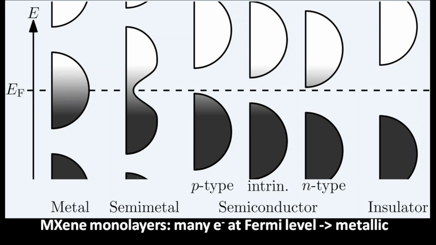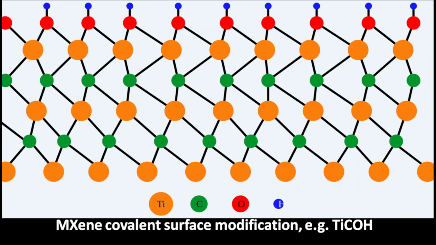MXene monolayers have many electrons at the Fermi level. They are predicted to be metallic. The electronic properties are tunable by doping and by creating vacancy centers. Structural and electronic properties can be tuned by covalent surface modification, for example with halogenides, oxygen, sulfur, and selenium. The surface groups can induce a big strain in the MXene lattice, and they have an impact on the magnetism of the material.